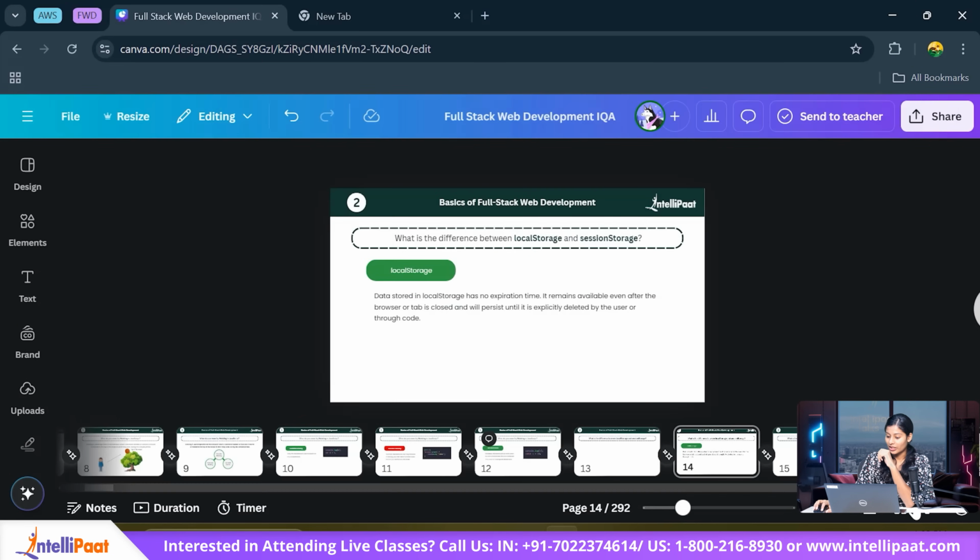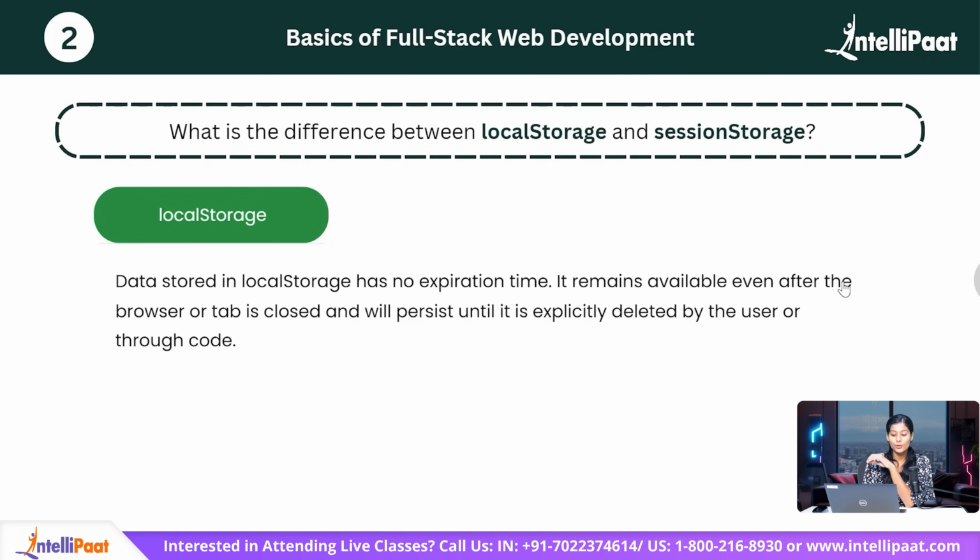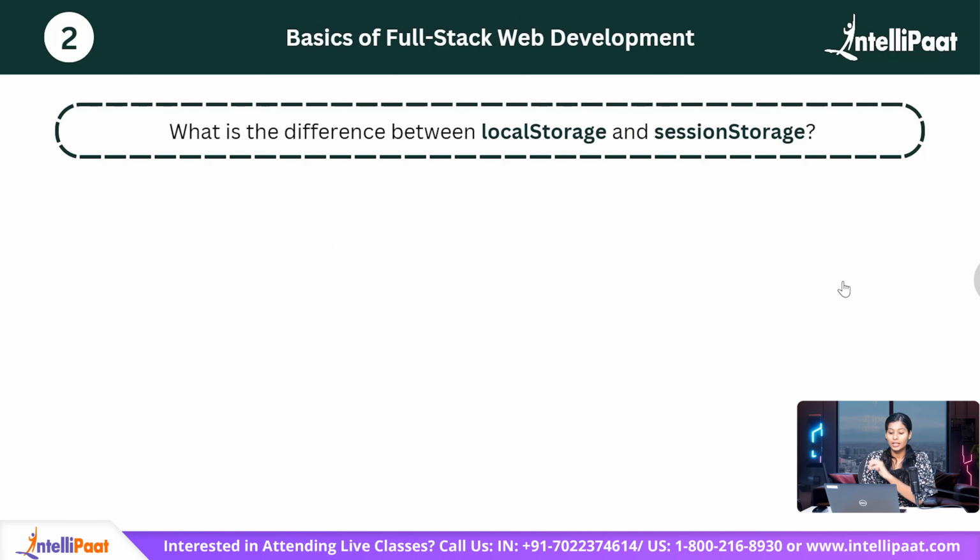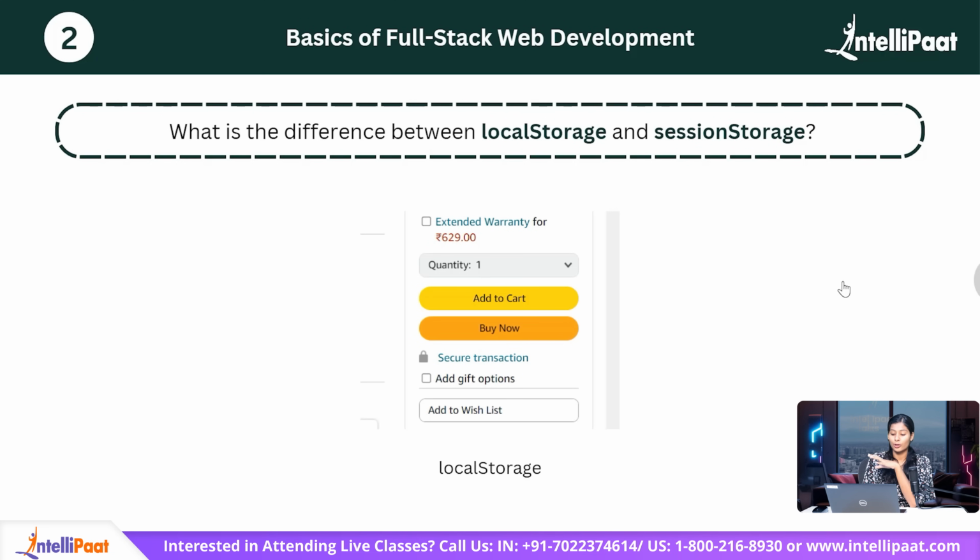Now let's look at the proper definitions. Data stored in local storage has no expiration time. It remains available even after the browser or tab is closed, and it will persist until it is explicitly deleted by the user or through any code. The best example you can consider for local storage is Amazon. If you have logged into your Amazon account and if you click on this add to cart button, then it remains there. It's not like you log out and then you log in back again and your cart is suddenly empty. It will still be there until you remove it from your cart.